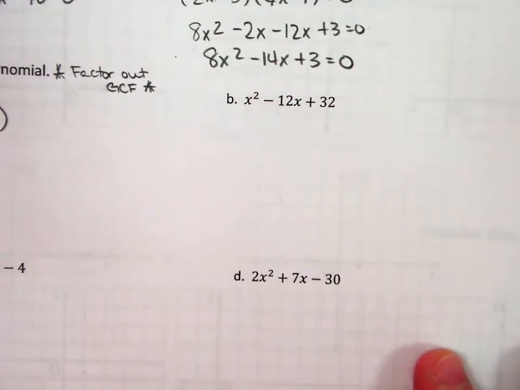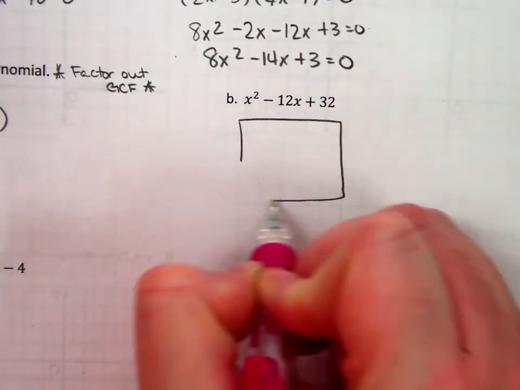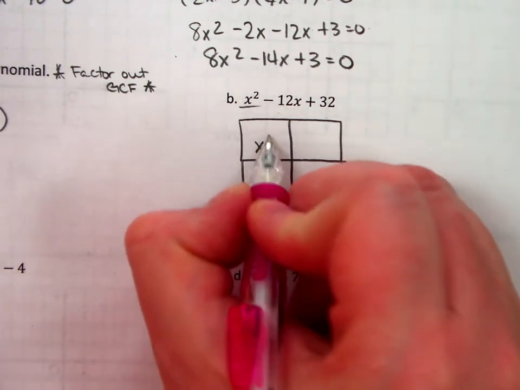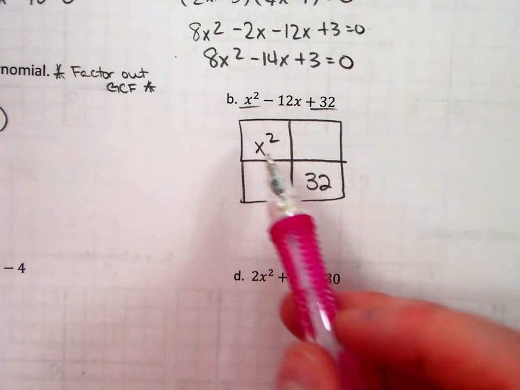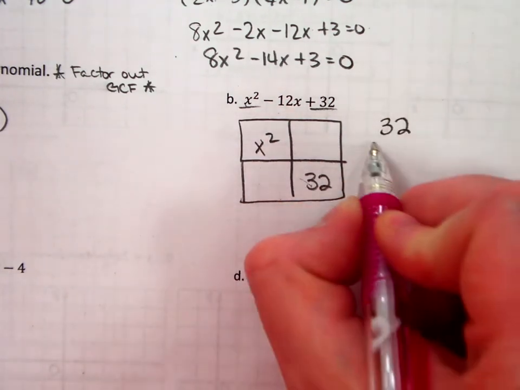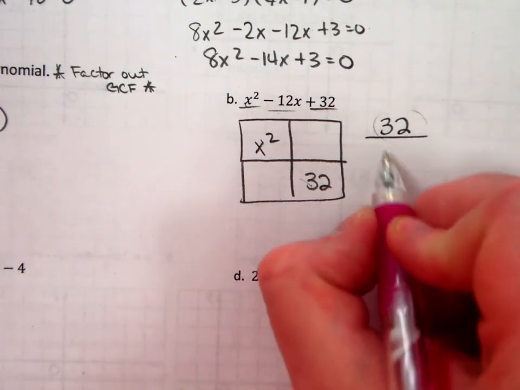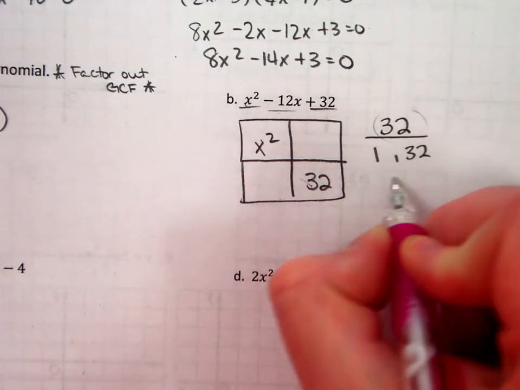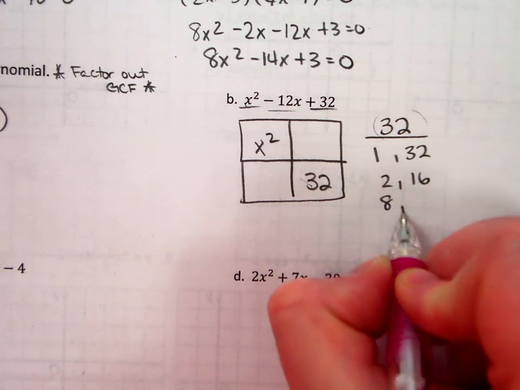Next one, I'm going to do the box method on this one. Your first term, x squared, goes here. Your last term, 32, goes here. What we do is we take a times c, multiply these together, and I get 32. What factors of 32 add up to be a negative 12? Well, to start off, factors of 32 are 1 and 32, 2 and 16, 8 and 4.